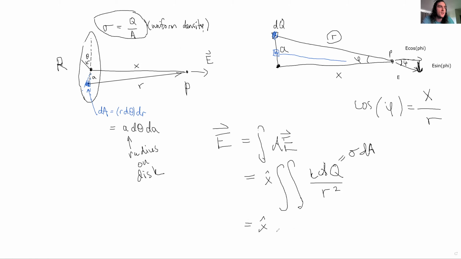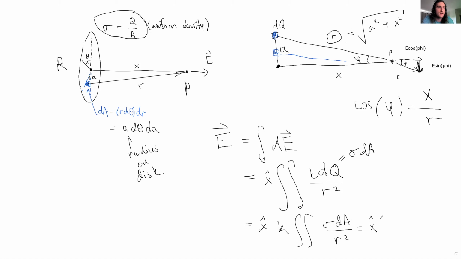So we have the direction here is x hat. We have two integrals. We'll talk about the order of integration in a second. Coulomb's constant pulls out. Does r squared pull out? No, r squared does not pull out because it has a in it. a is in the r term. r is going to be the square root of a squared plus x squared. So r is a variable here. So sigma dA over r squared.